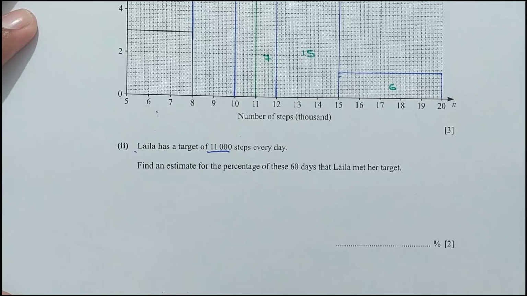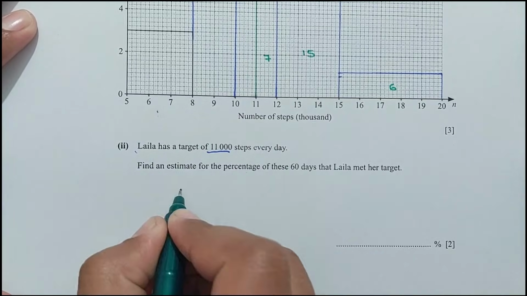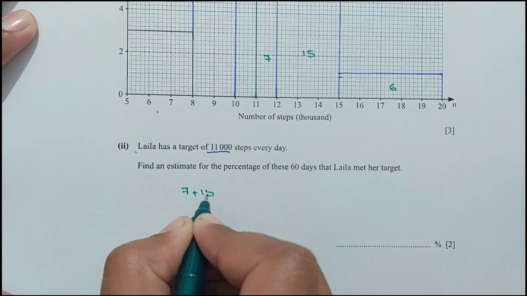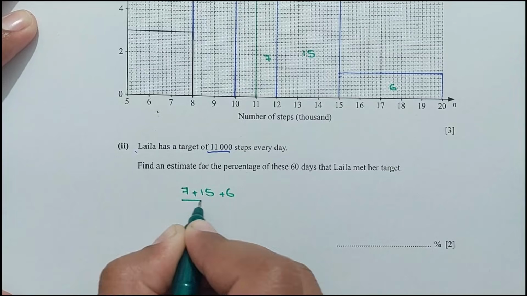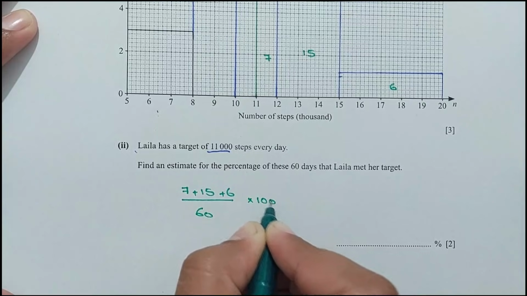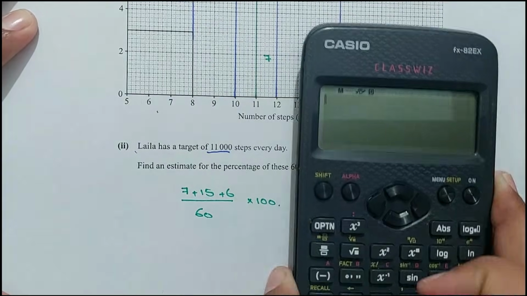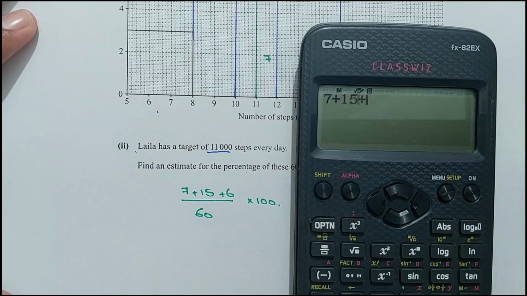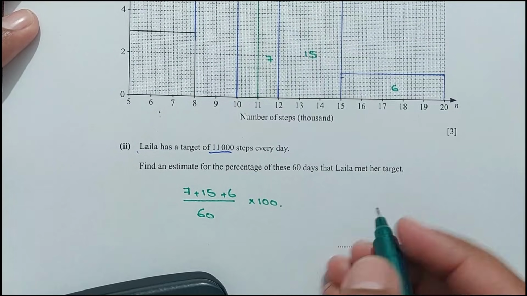So 11,000 would be the target, 11,000 or more. So these are 7, 15 and 6 out of the total 60 days, times by 100. So 7 plus 15 plus 6 out of 60 times 100, which is 46.7%, we can say.